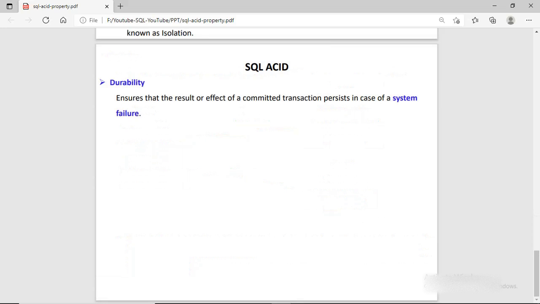Next property is durability. It means that in case of a system failure, if the transaction was going on and it was committed, then the effect of that transaction must be maintained in the database. It means the state of the database must persist.